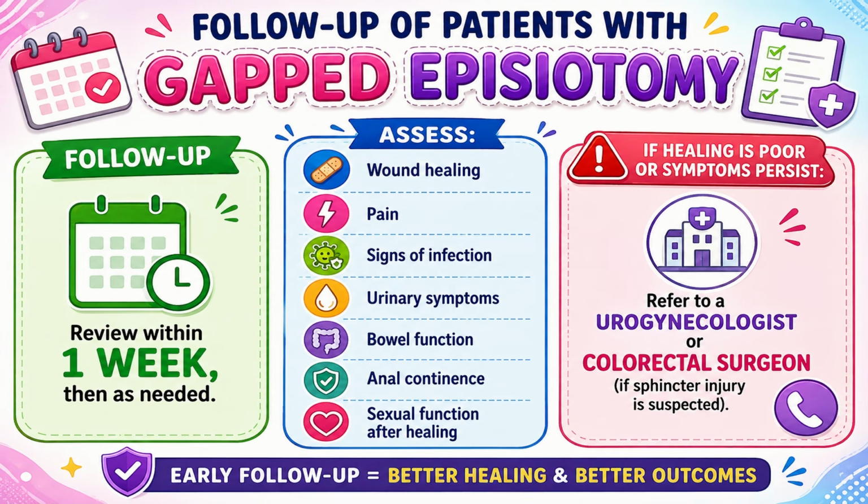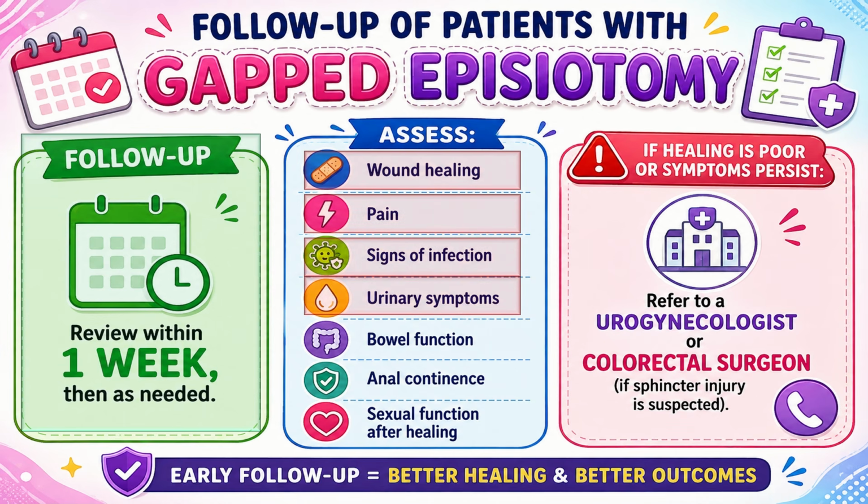How would you do follow-up of patient with gaped episiotomy? Review within 1 week, then as needed. Assess the wound healing, pain, signs of infection, urinary symptoms, bowel function, anal continence, sexual function after healing. If healing is poor or symptoms persist, refer to urogynecologist or colorectal surgeon if sphincter injury is suspected.